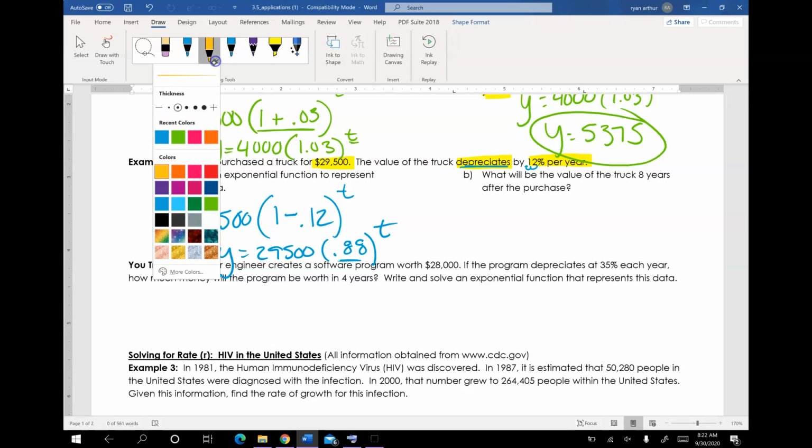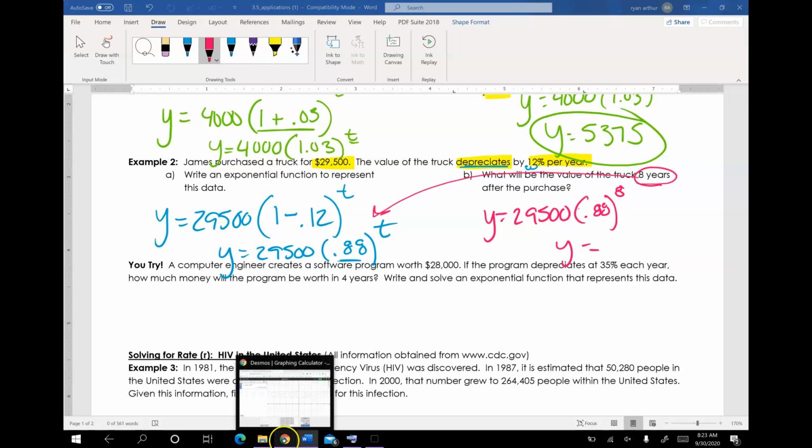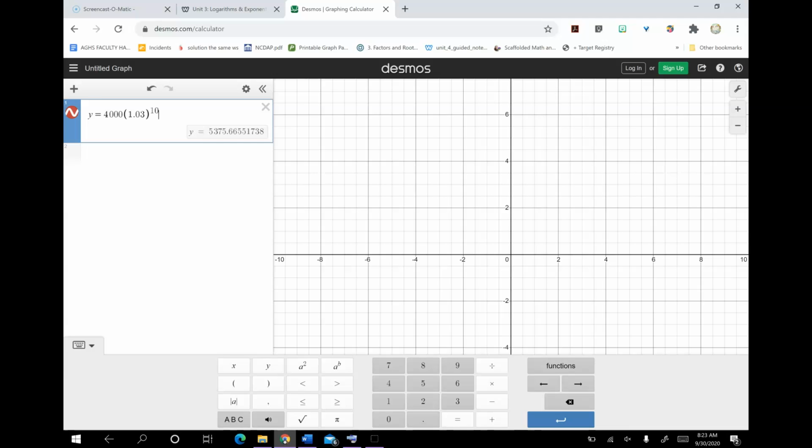All right? Now, the next problem says, what will the value be of the truck after 8 years? So I'm going to plug my 8 into t. And it's going to be y equals 29,500 times 0.88 to the 8 years. So we're going to plug it into Desmos to get our answer. Okay, now we're talking about money, so we can round to 2 decimal places, okay? So we're going to say y equals 29,500 times 0.88 to the 8th power.